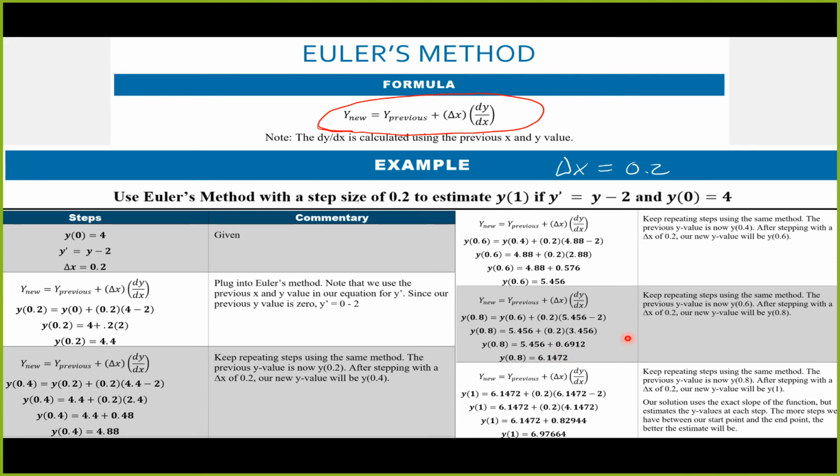I do one more step. Our previous y value of 6.1472 plus our change in x, 0.2 times our slope, which is y minus 2. Our previous y value is 6.1472. Minus 2 is 4.1472 times the 0.2 is 0.82944. If I add that to the 6.1472, I've got 6.97664 for our final estimate for the y value when x is 1.